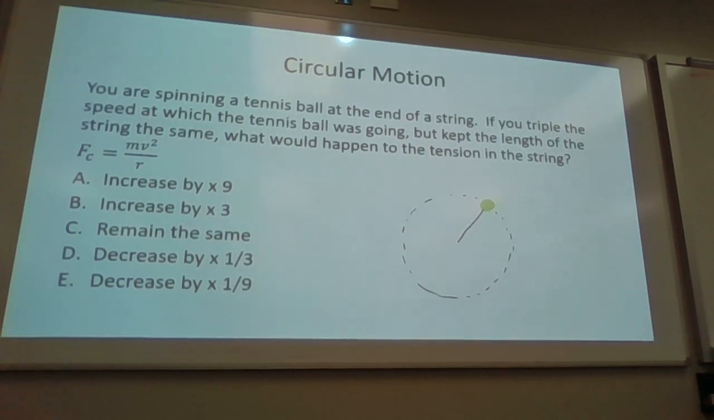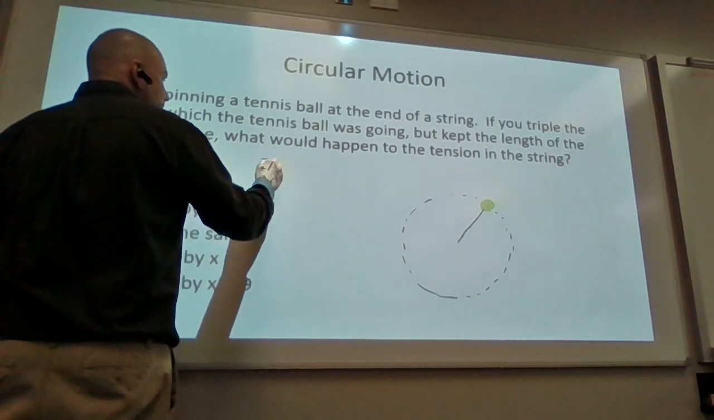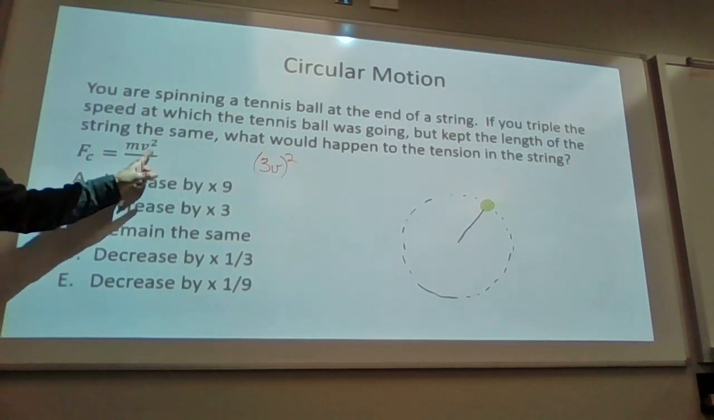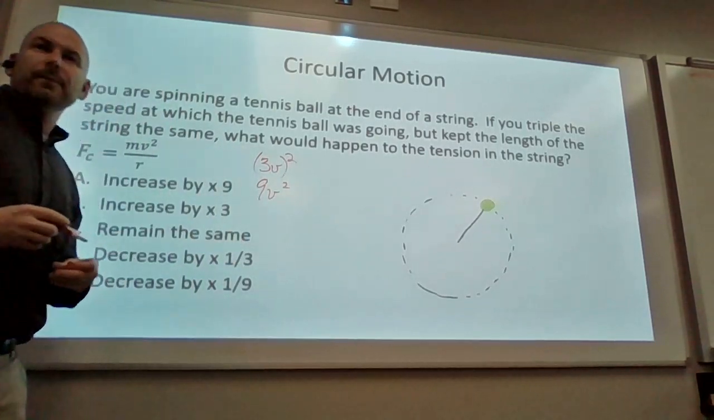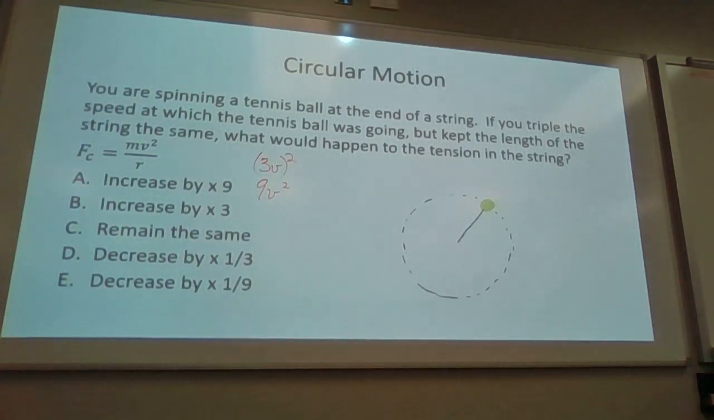Tell your neighbor why you think so. Correct answer is A. If you triple the speed, we're squaring the 3 as well, so it becomes 9 times.